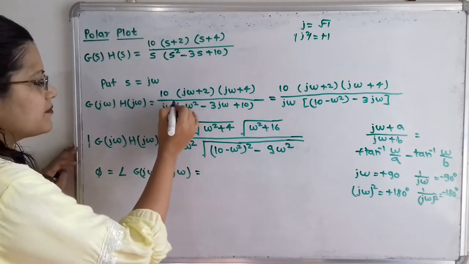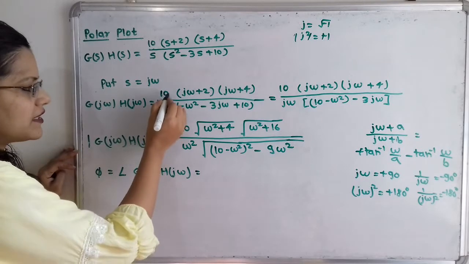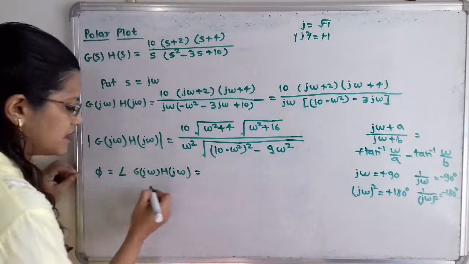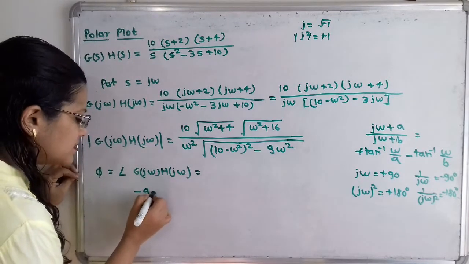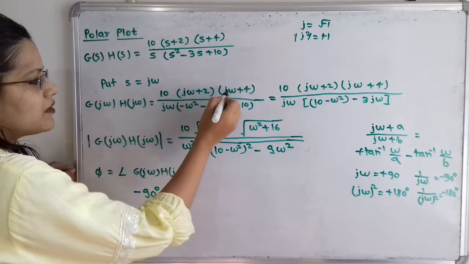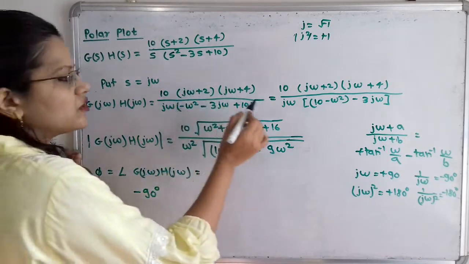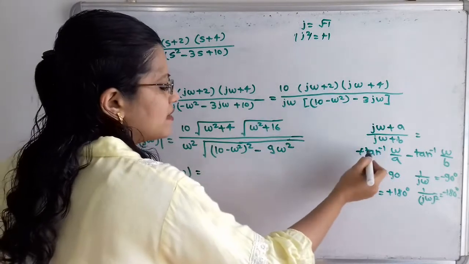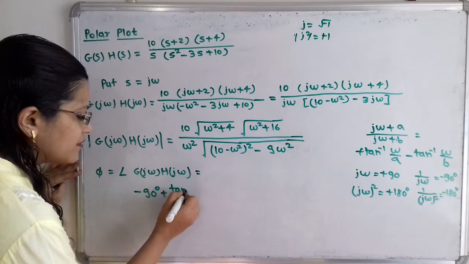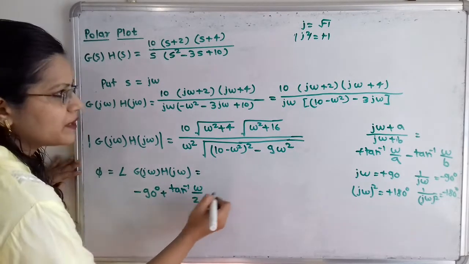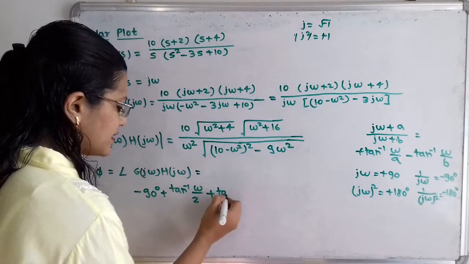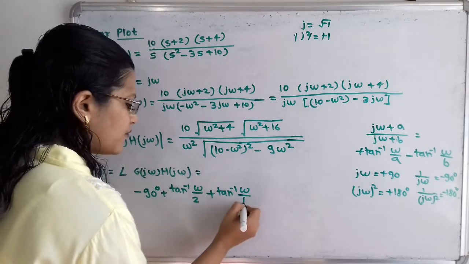We will first take this term, that is 1 upon j omega. So 1 upon j omega means minus 90 degree angle, so I will write here minus 90 degree. Then if we observe j omega plus 2 and j omega plus 4, these two terms are in the numerator. So I will take plus tan inverse of omega by 2, because 2 is the real part. Again for j omega plus 4, plus tan inverse of omega by 4.